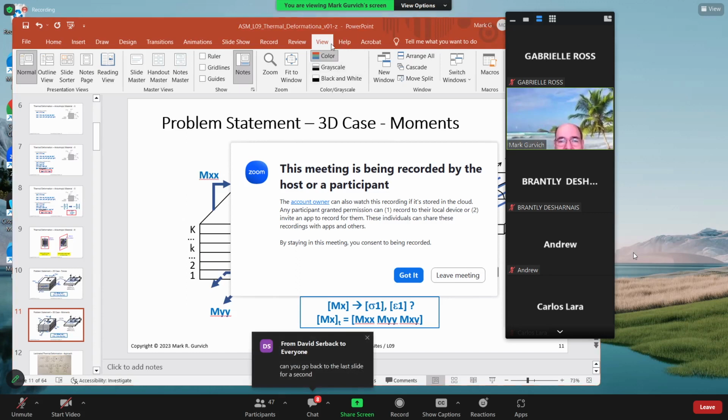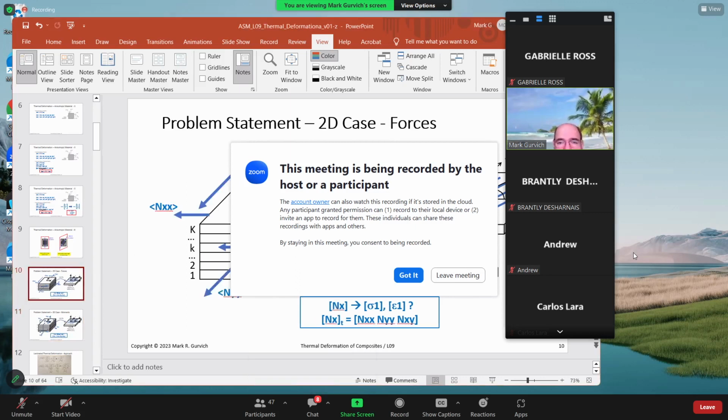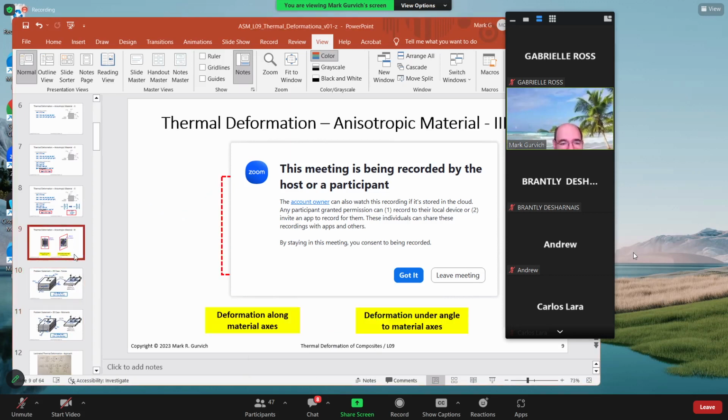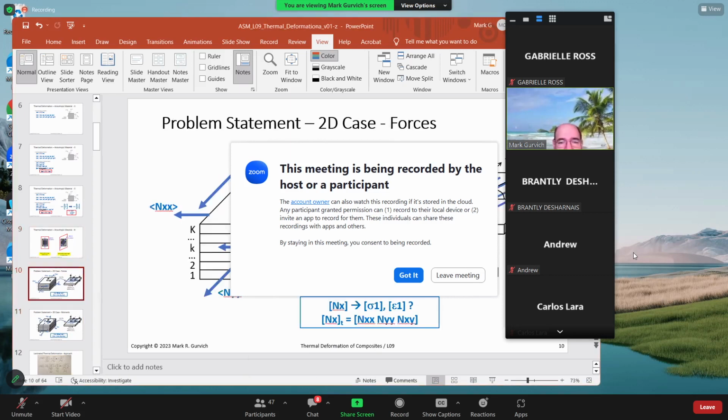Okay, let's see. It looks like there is a question. This one, or this one? Or this one? You can use verbal, you can say it verbally.